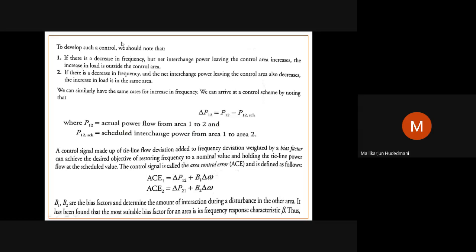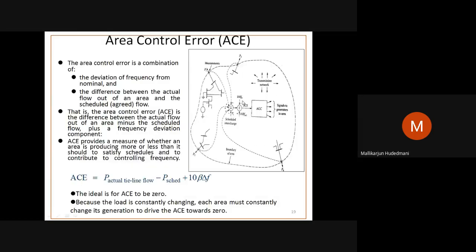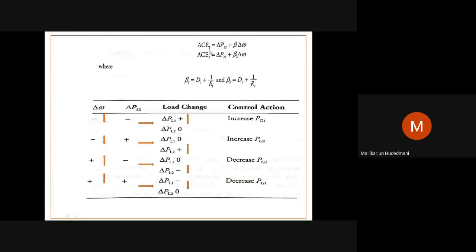You have seen the discussion: why does frequency deviation decrease or increase occur? Then what is the action to be initiated on the basis of ACE using these two parameters is summarized here. Using ACE1, ACE2, same equation I picked here: delta P12 plus beta 1 delta omega, delta P21 plus beta 2 delta omega. Both the equations are same. And we know beta 1, beta 2 are the composite frequency bias, D1 plus 1 by R1, D2 plus 1 by R2, as usual. Now use this table.